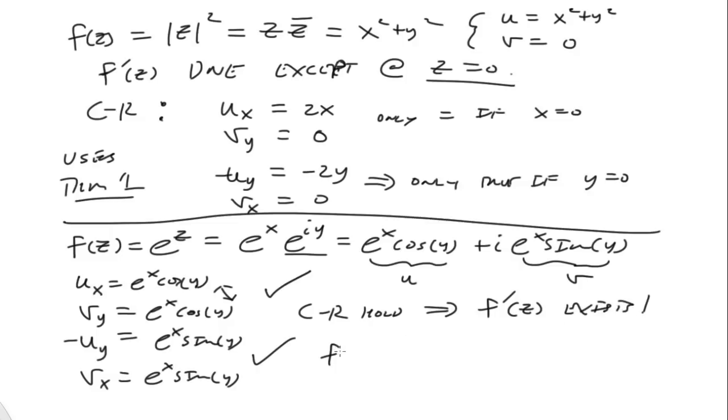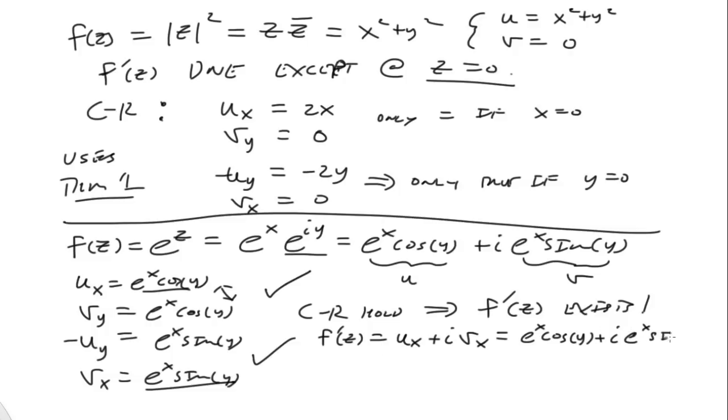Great. What is it? Well, let's calculate what it is. Remember that, I'll give myself a little bit more room here. f prime of z is equal to ux plus i vx. So we can see clearly then, we can just pull it off here. So here's ux, e to the x cosine y plus i, and here's vx right there, e to the x sine y.